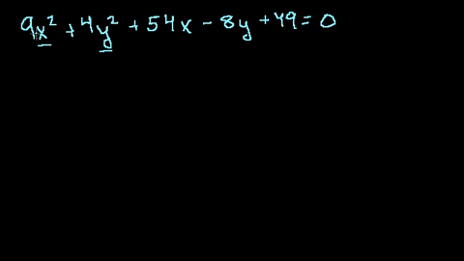If they both have the same number in front of them, that's a pretty good clue that we're going to be dealing with a circle. If they both have different numbers, but both are positive, that's a pretty good clue we're probably dealing with an ellipse. And if one of them has a negative number in front and the other one has a positive number, that tells you that we're probably dealing with a hyperbola.